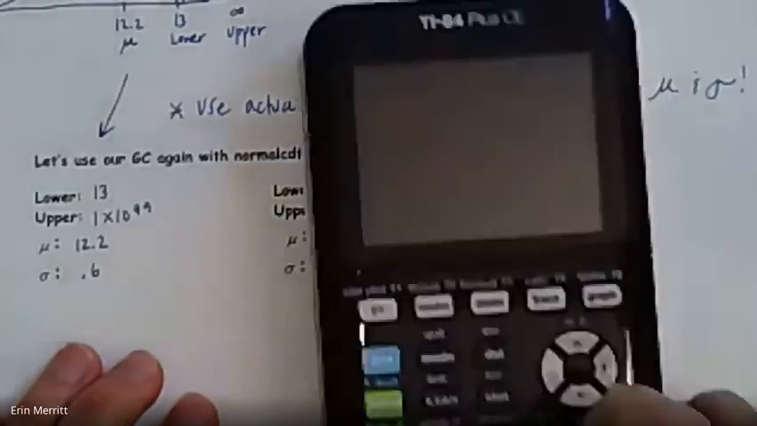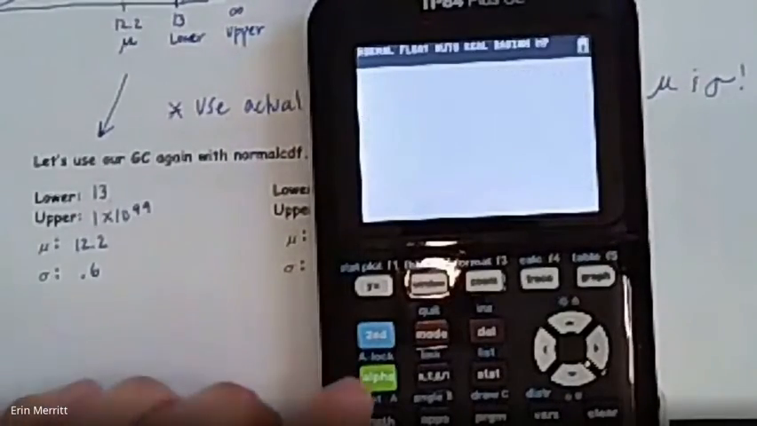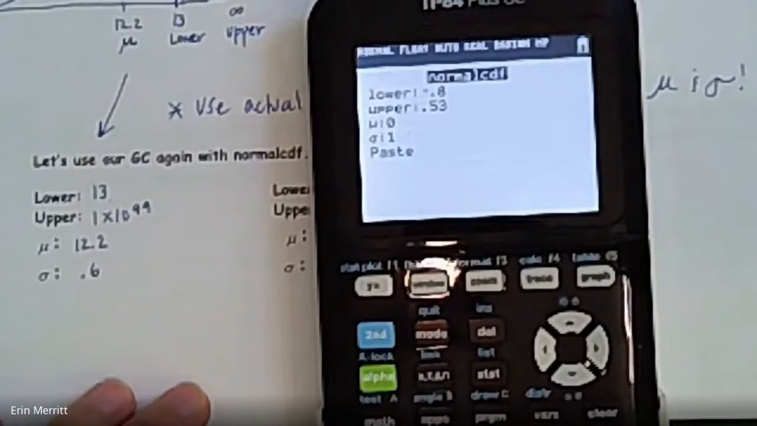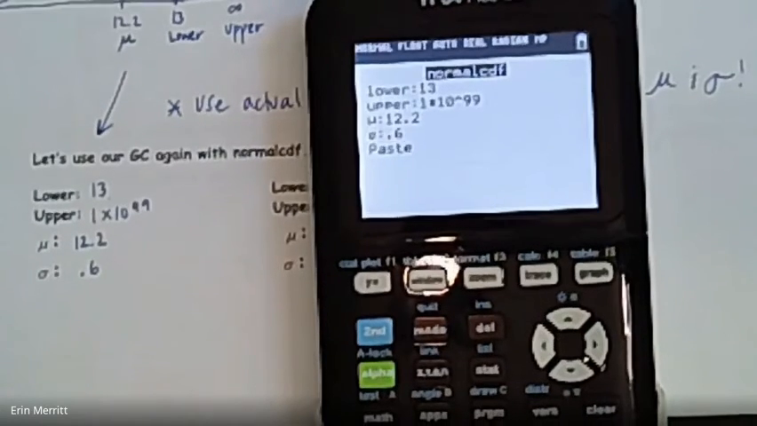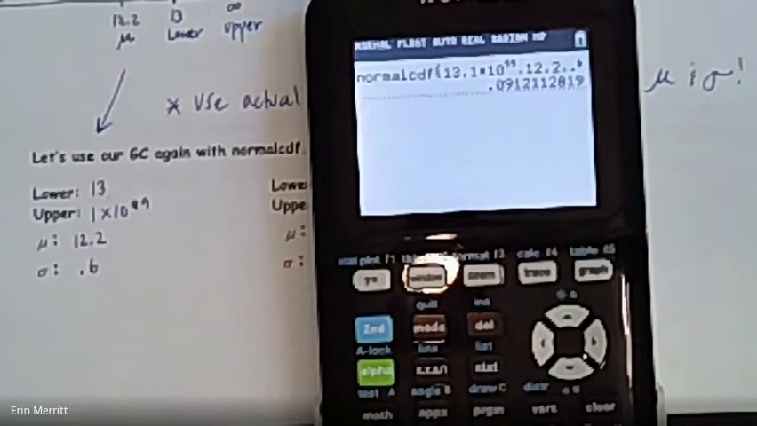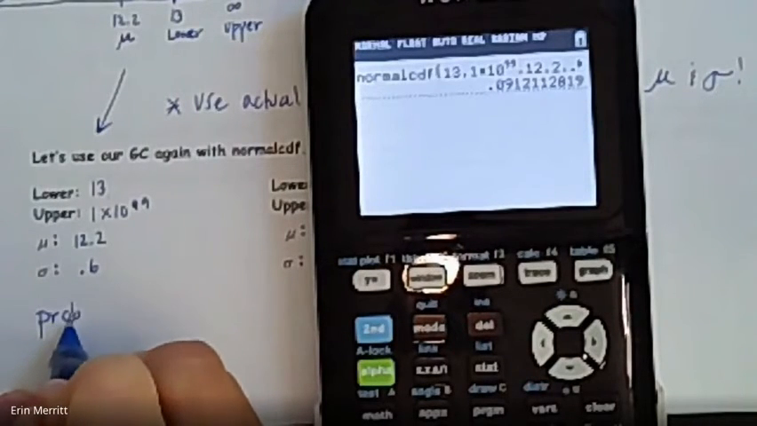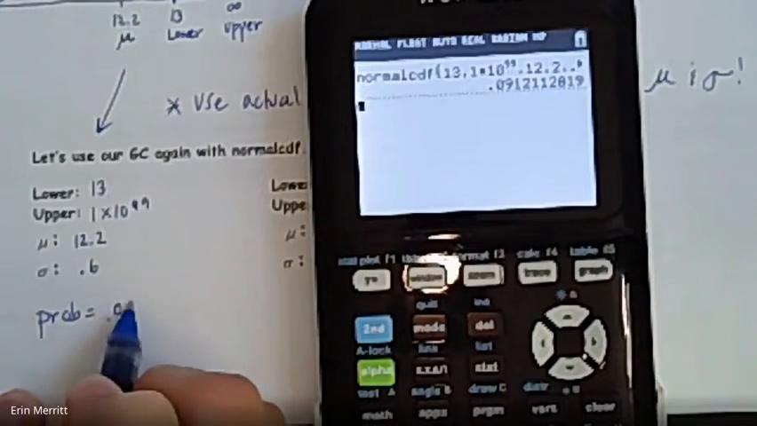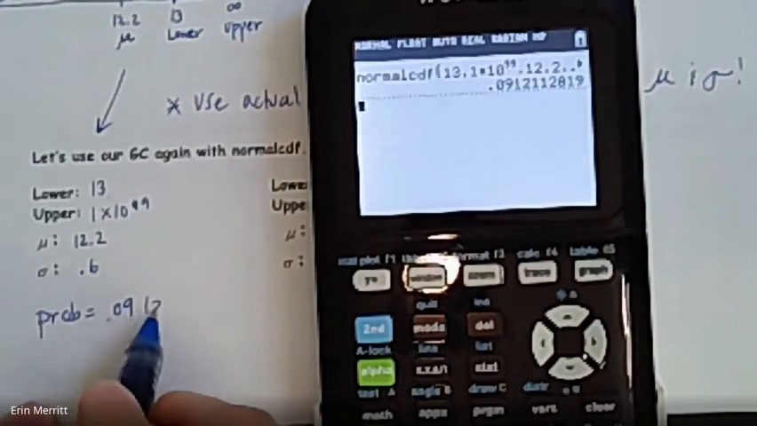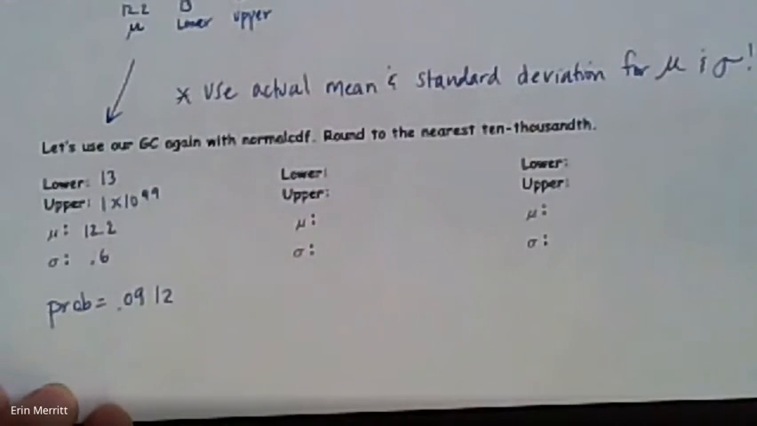Okay, let's try it. So for this first one, remember second vars, normal CDF, and now 13 is the lower, upper we're going to treat as infinity, so 1 times 10 raised to the 99th, and then 12.2 and 0.6. And there you go. So the probability comes out to be 0.0912, and now it says round to the nearest 10,000th. So I need most of that. And now does it say percent or just probability? Okay, so we'll leave it just like this.